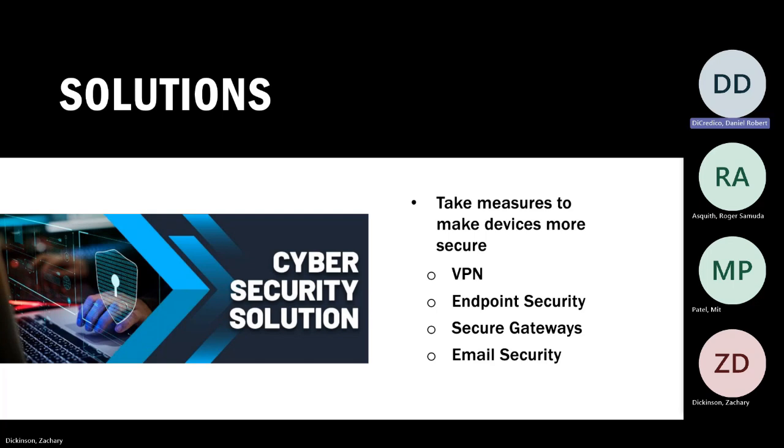So now we're going to be talking about some solutions for mobile security. As a general overview, obviously we want security on these devices in order to make them more secure and prevent breaches or malware or phishing attacks, any of the threats we've talked about throughout the presentation. Some standalone measures we can take are listed here. We have VPNs, endpoint security, secure gateways on your network, and email security.